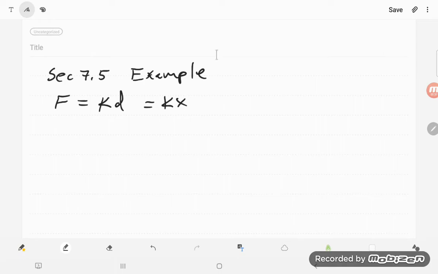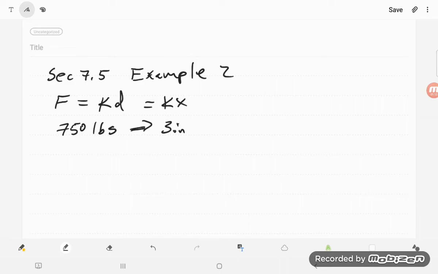In example 2, they mention a force of 750 pounds was used to compress a spring 3 inches from its natural length of 15 inches. And it says find the work done in going an additional 3 inches.